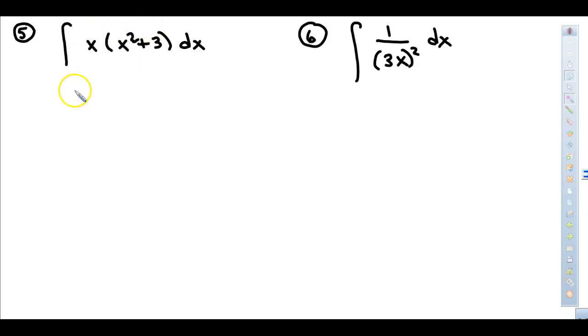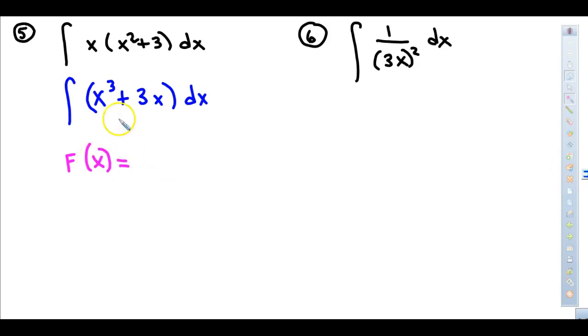So multiply this out, okay? Simplify the problem. I'm going to make this x cubed plus 3x dx. So there's your derivative right there, okay? This is f prime. We're going to figure out what f of x is, okay? We're going to do this one term at a time, just like we did with differentiation, okay? To this term, I'm going to add 1, which means I have to divide this by 4. So that becomes x to the 4th over 4.